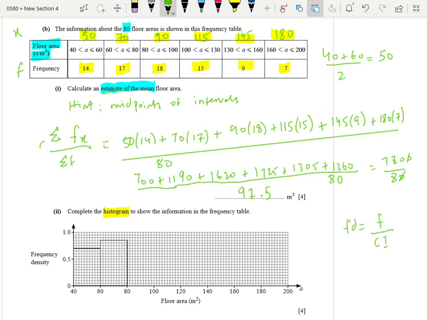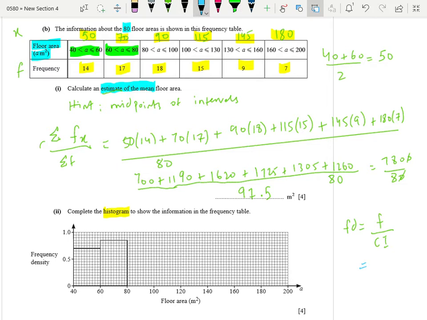So the first two are done. The first two are these two actually. This one and this one, they have already been done for you. Now they're asking us to do 80 till 100. So we need to find that, guys. We already know what we will have on the x-axis. It will be from 80 to 100, but we need to know the height, the y-axis value of frequency density, for which I just shared with you this formula.